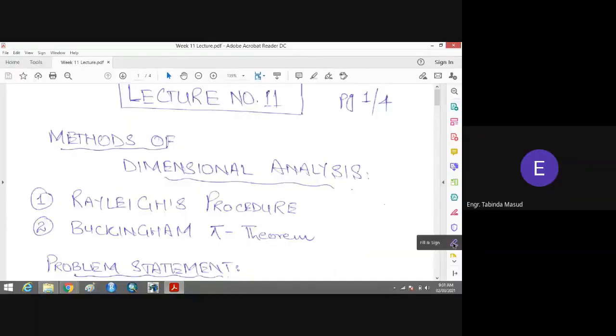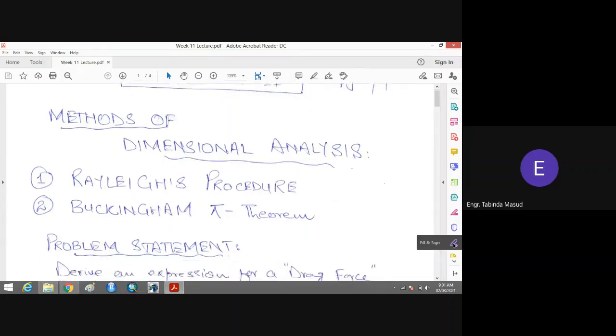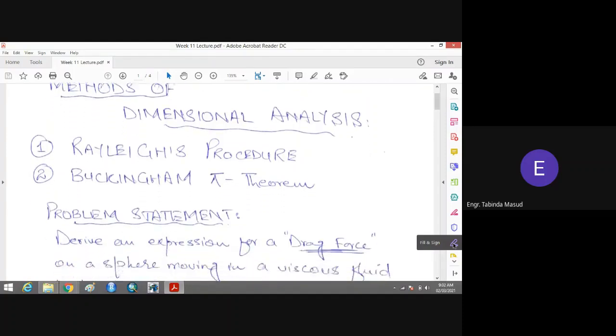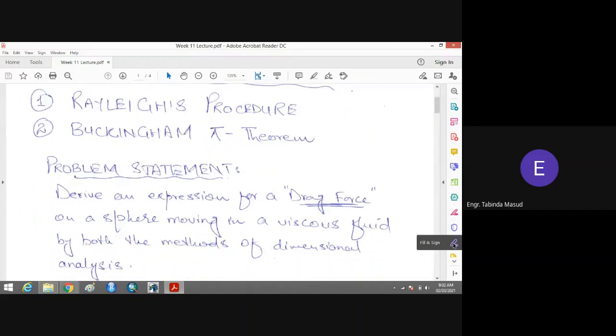Bismillahirrahmanirrahim. This is lecture number 11 and we are going to study the methods of dimensional analysis. There are two methods of dimensional analysis. One is known as Rayleigh's procedure and the other is known as the Buckingham-Pi theorem. Rayleigh's procedure was introduced by a person named Rayleigh and the Buckingham-Pi theorem was introduced by a person named Buckingham. Therefore, the methods are known according to their names.